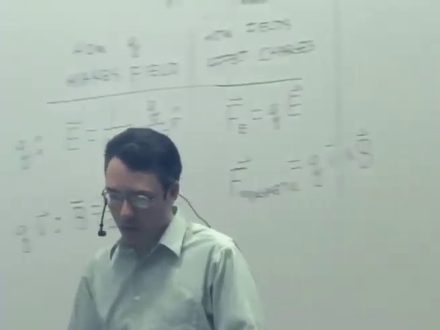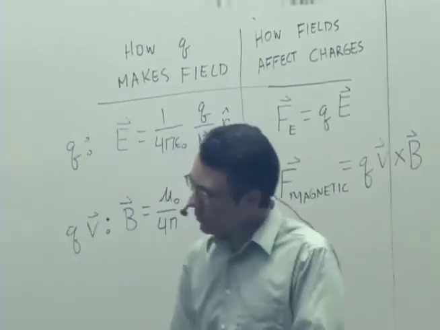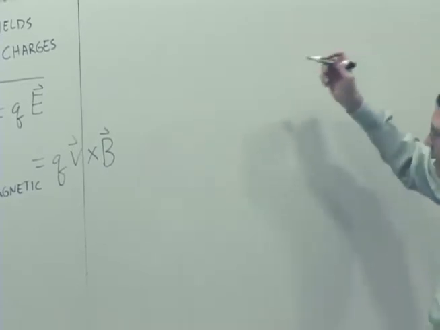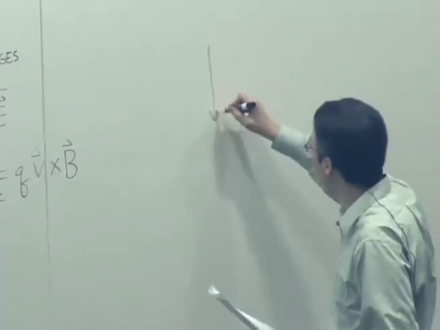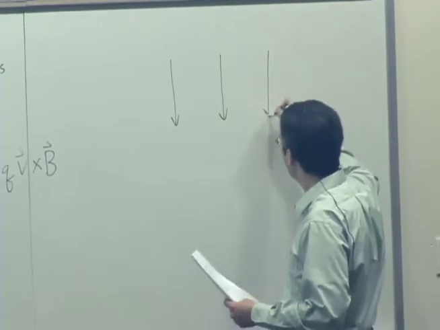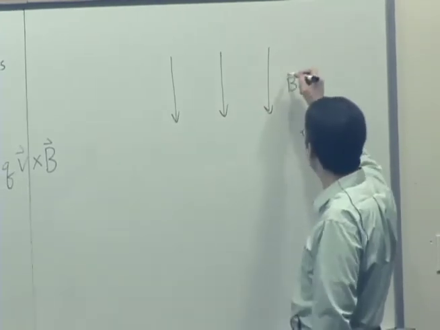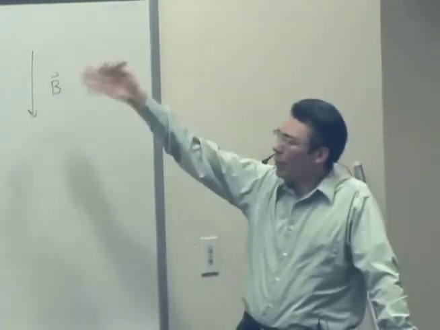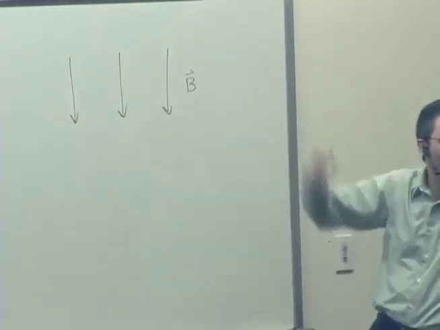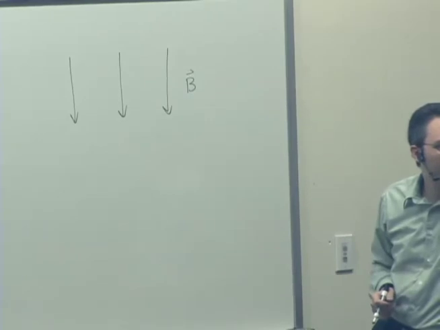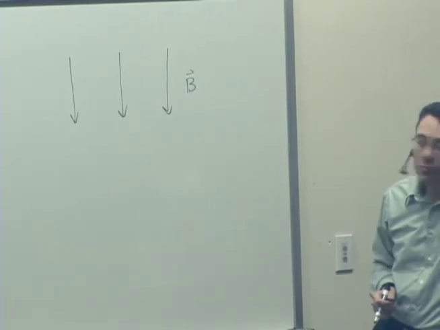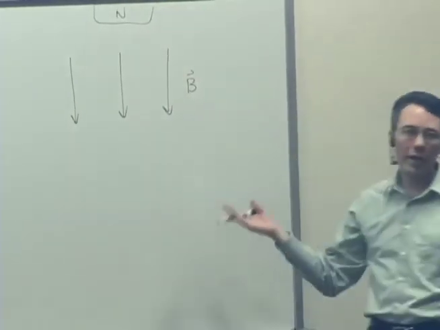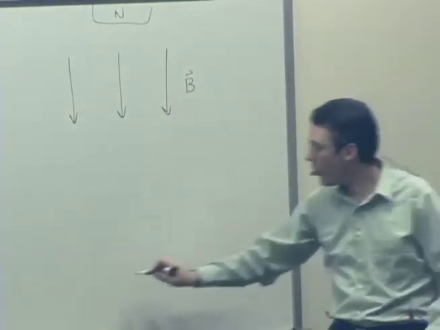Okay, so what this is saying is, if you have a magnetic field, let's say B is pointing down. Okay, this magnetic field could be due to what? What could cause a magnetic field pointing down at this location? Okay, we could have a North Pole up here, right? Or we could have a South Pole down here.